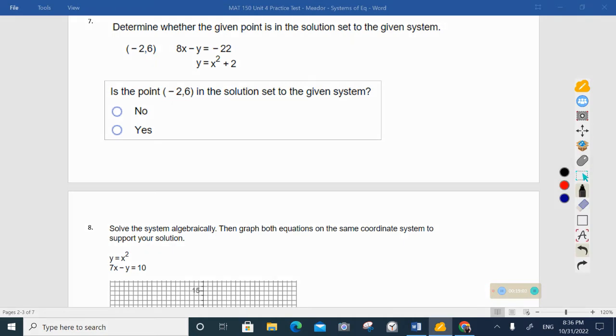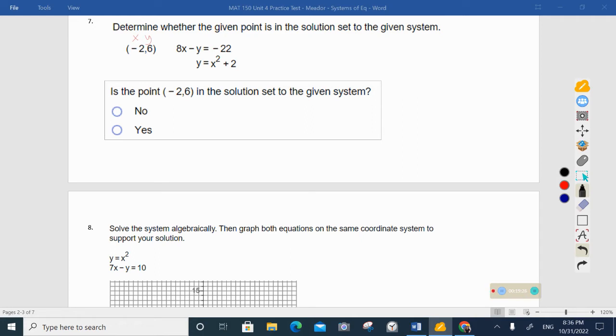All right, question number 7 says determine whether the given point is in the solution set to the given system. So it's given you an ordered pair. Remember, an ordered pair is x, then y. It's in alphabetical order, x, y, z. All you have to do here is plug it into each equation. If it makes both equations true, you have a solution. If it makes one equation true but not the other, then it's not a solution.